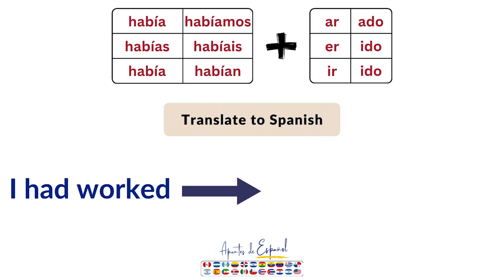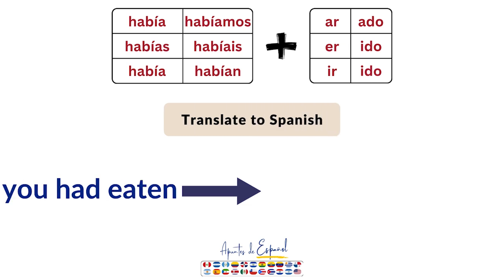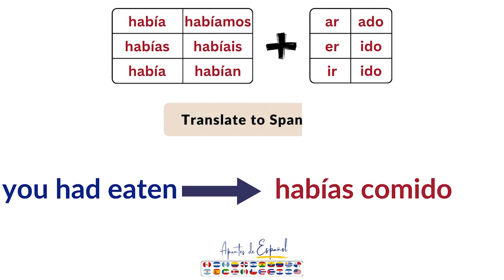Let's do some practice. How will you say, I had worked? You will say, había trabajado. As the verb to work, trabajar, ends with AR, you will replace the AR with ADO and say, trabajado, with había trabajado. Siguiente ejemplo. You had eaten. Habías comido.